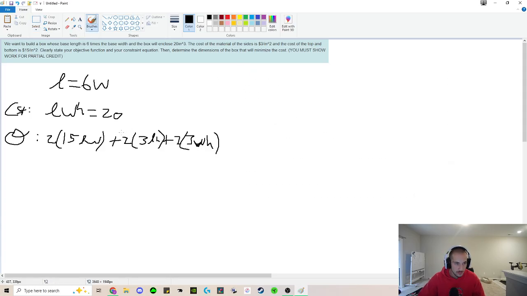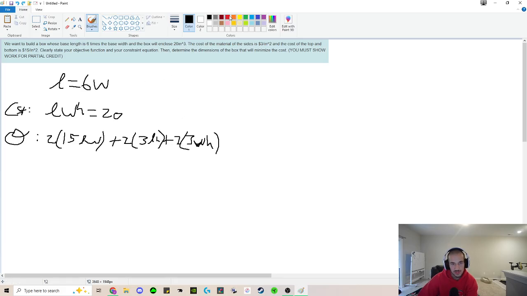All right, let's see. Clearly state, then define the dimensions of the box. Okay, we want to minimize our cost now. So our cost here is our objective. So how do we minimize this guy? Well, we have to take a derivative, right? But we have a bunch of different stuff going on here, so we got to solve.